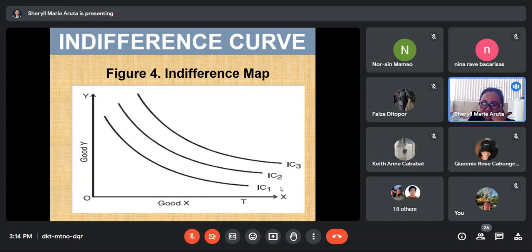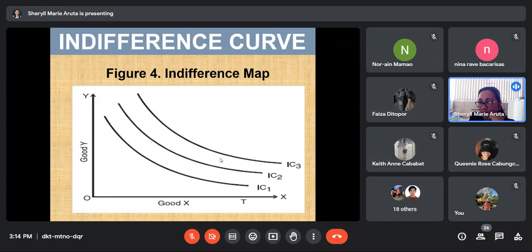If I will ask you, your reference is IC1 and it will shift to IC3, what does it mean? Go ahead, anyone, so we can move. Would you like to answer? Yes, ma'am. It indicates a greater satisfaction. Okay, very good. So, it is a greater satisfaction. So, IC3 yields a greater satisfaction than IC1. So that is how our analysis goes in the indifference map.